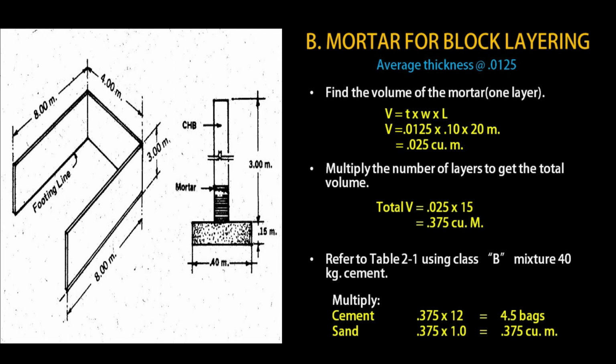Now, for mortar for block laying, we will use the average thickness of 0.0125 meter.